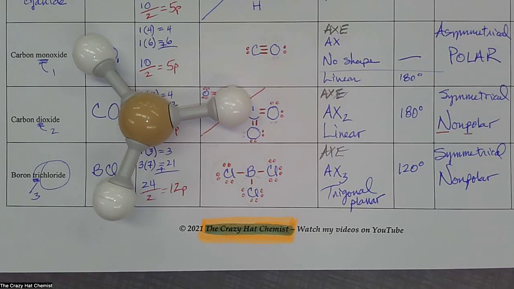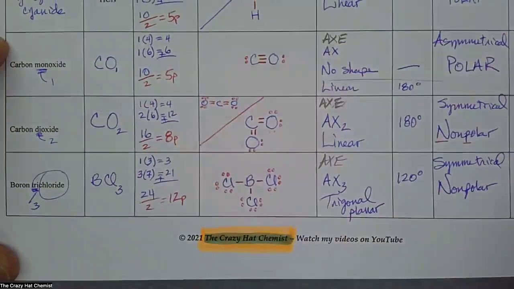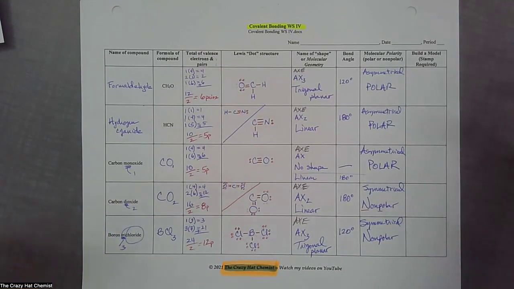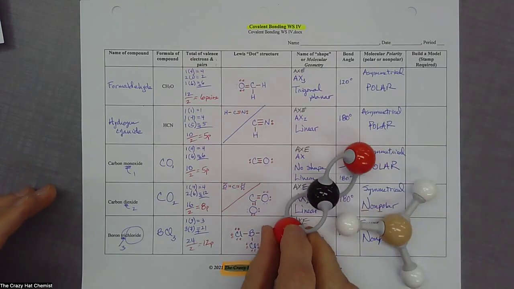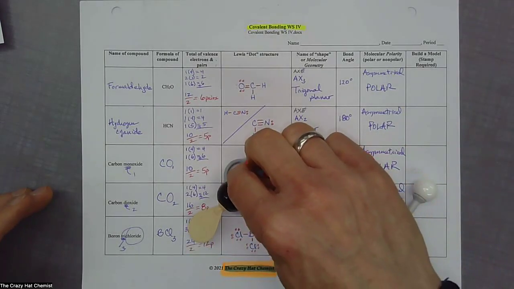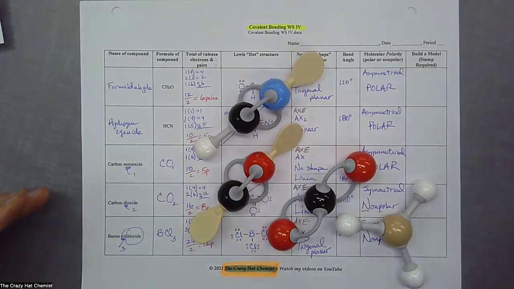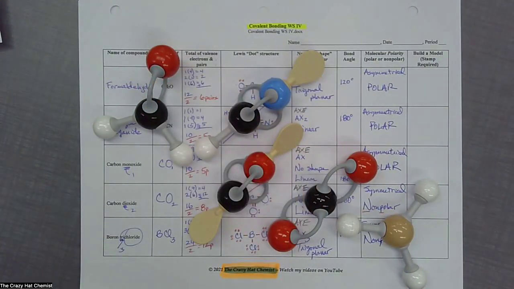That's right, folks. Okay, quick little summary and recap of this entire worksheet here. I'm going to zoom on out so that you see the entire worksheet. This is the entire worksheet. We're going to start at the bottom with boron trichloride. Then we have carbon dioxide. Then we have carbon monoxide. Then we have hydrogen cyanide. And then we have formaldehyde. Those are the models. That's the worksheet.